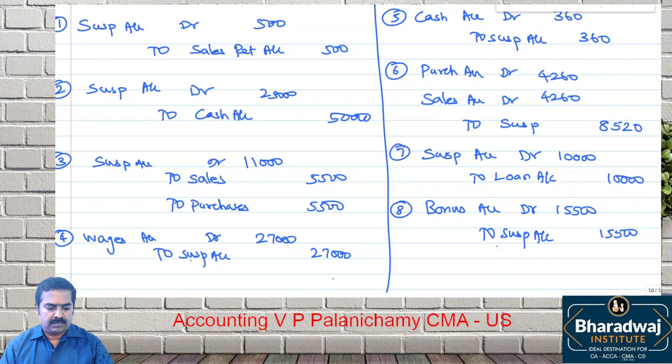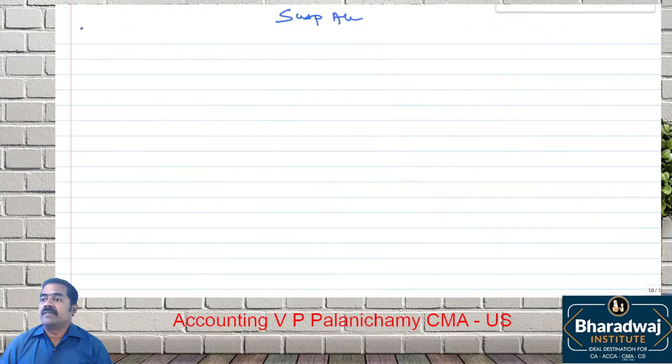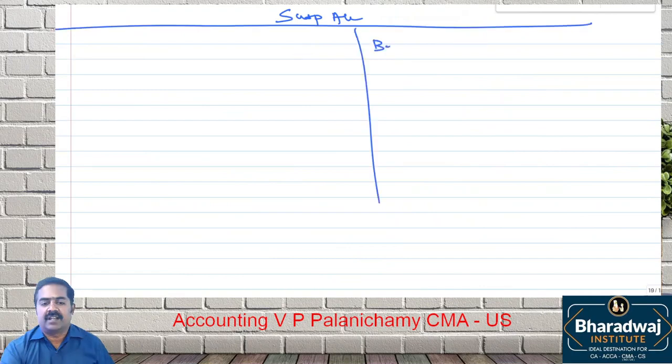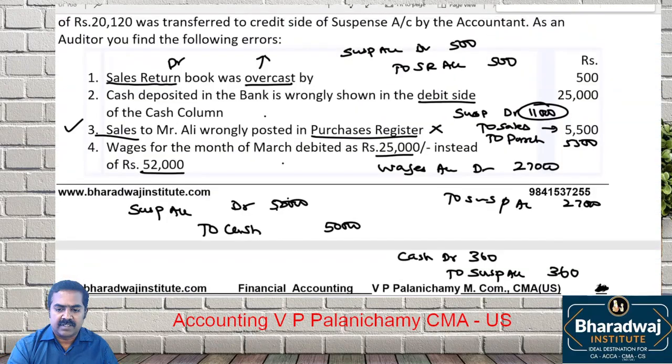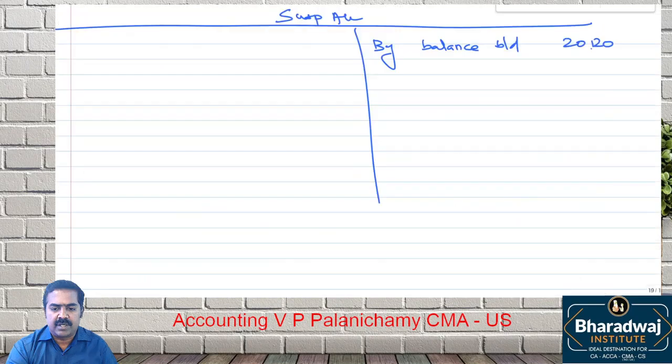I'll give you time for copying. Let us open which account? Suspense account. Suspense account, பாருங்களேன், question கொடுத்திருக்கான். Credit balance or debit balance? Credit balance. By balance brought down. By balance brought down எவ்வளவு கொடுத்திருக்காங்க? Credit எவ்வளவு கொடுத்திருக்கான் பாருங்க. 20,120. 20,120 by balance brought down.